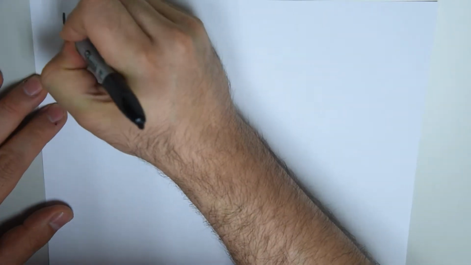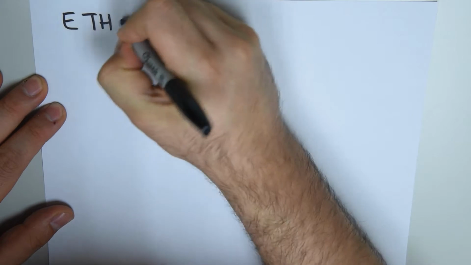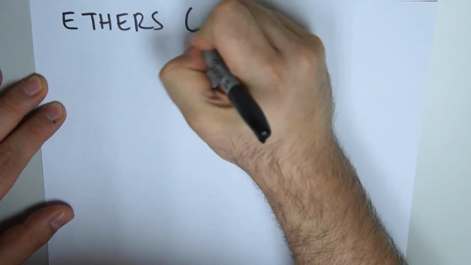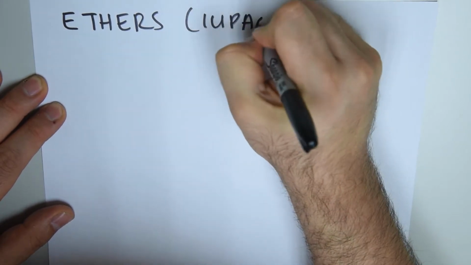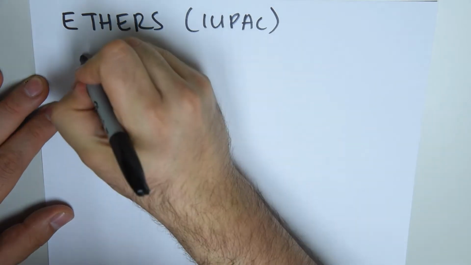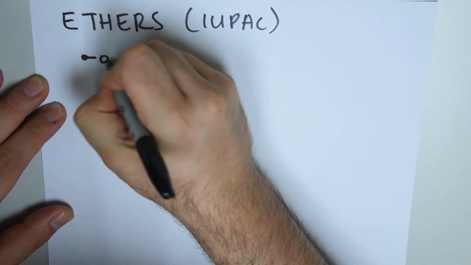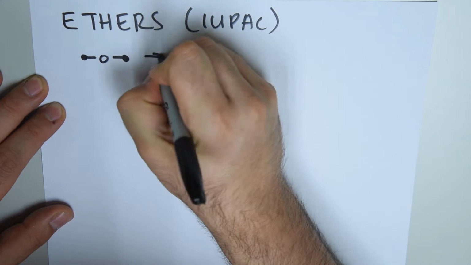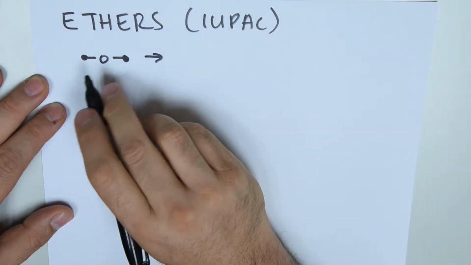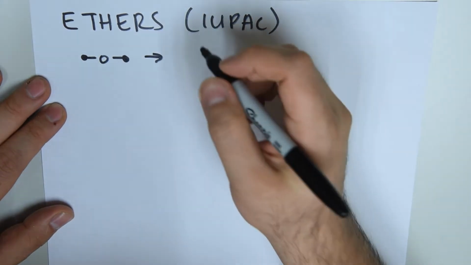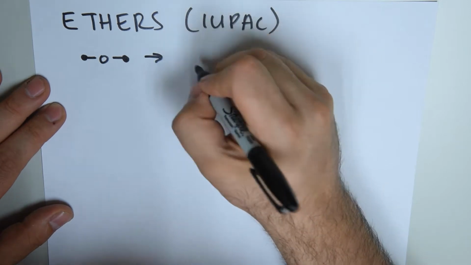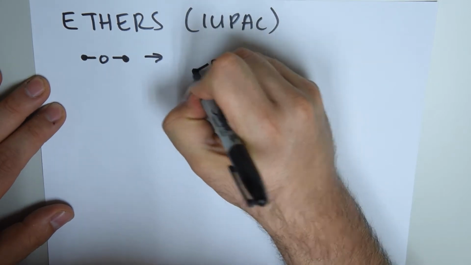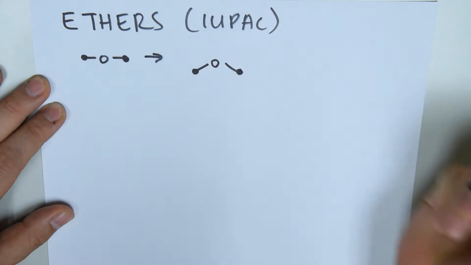Now we're going to analyze ethers and their IUPAC nomenclature. Ethers are characterized by having an oxygen atom separating two chains. This is the functional group: a single oxygen atom separating two different chains. So, what we have to analyze is that we have two bonding arms attached to a single oxygen.